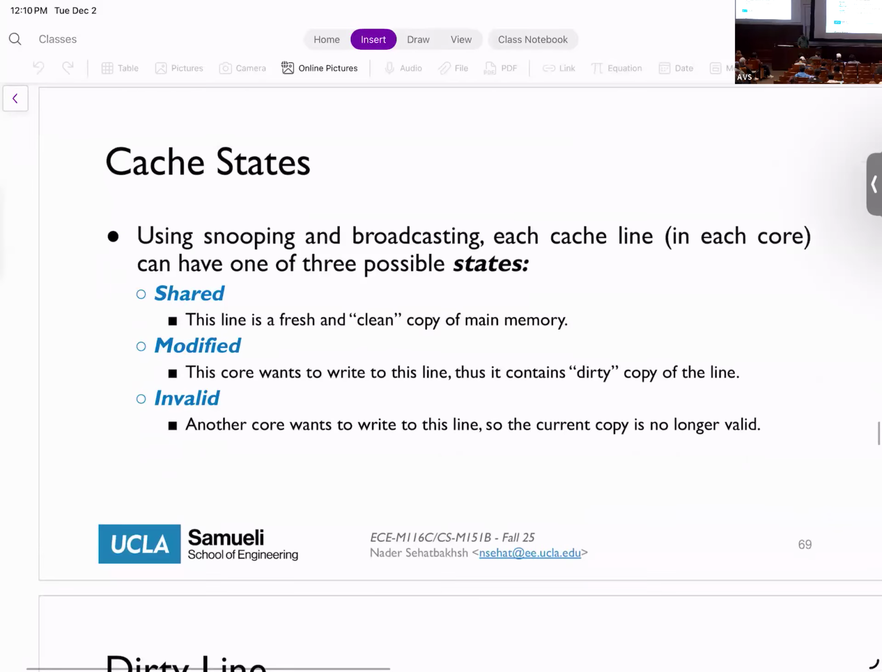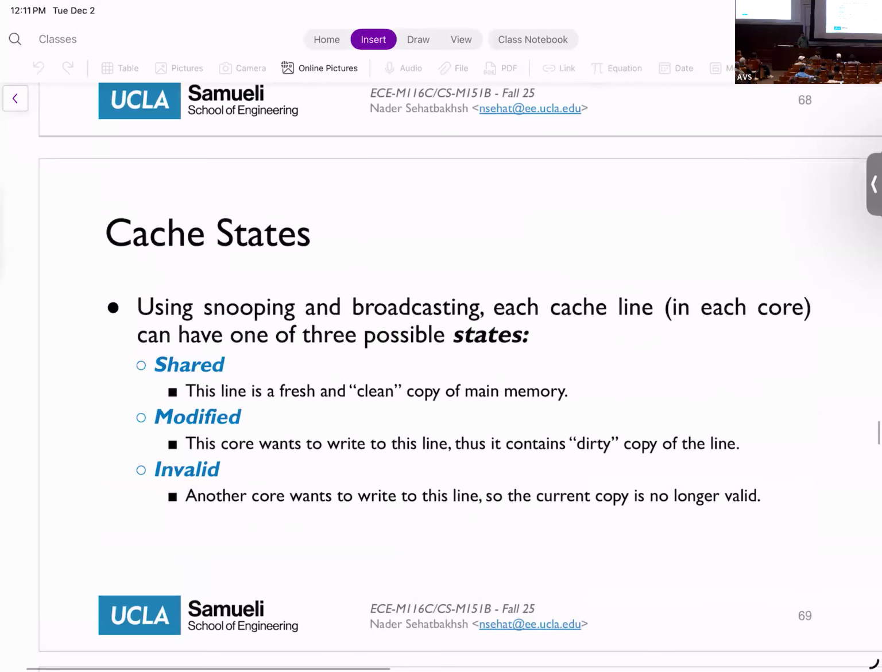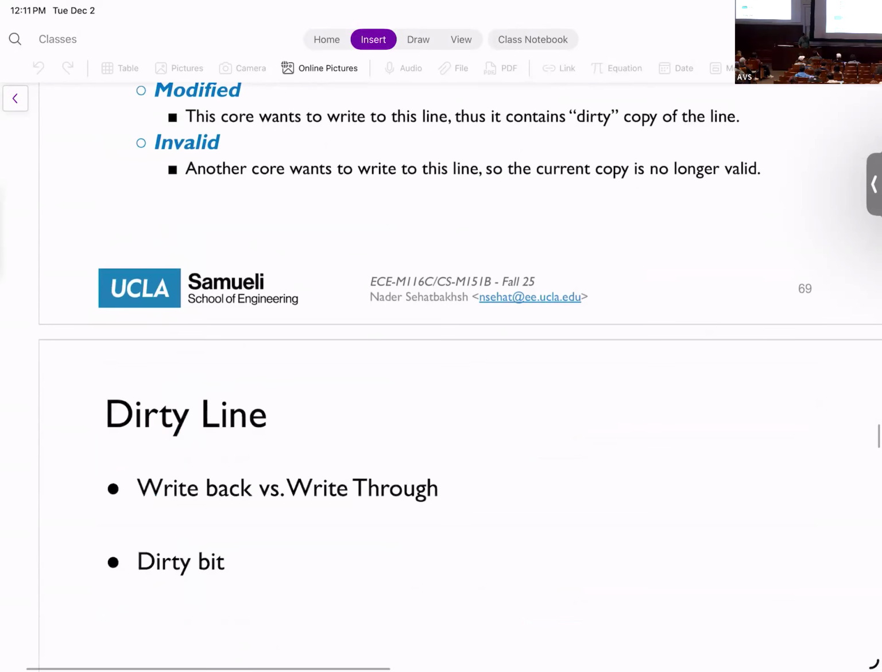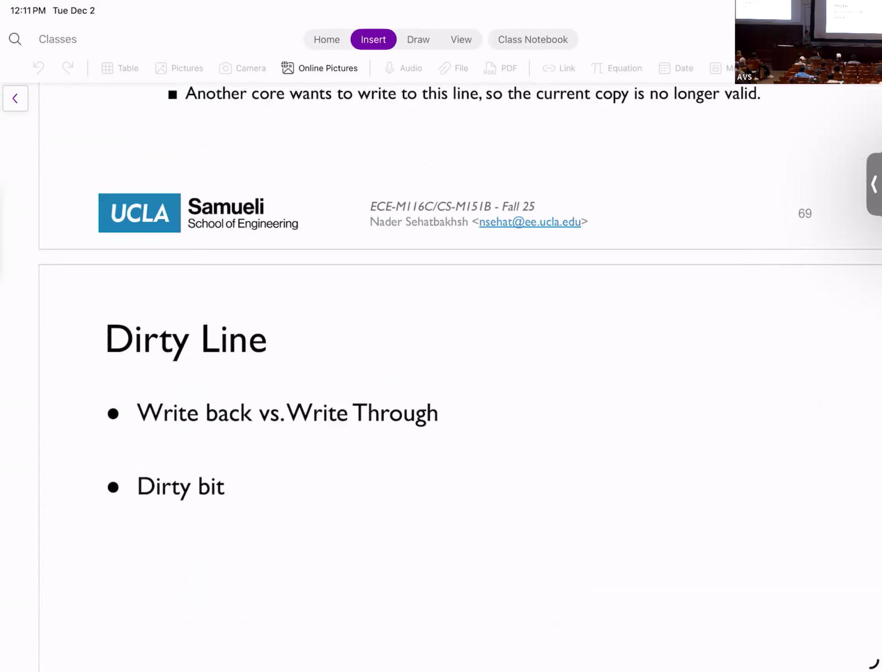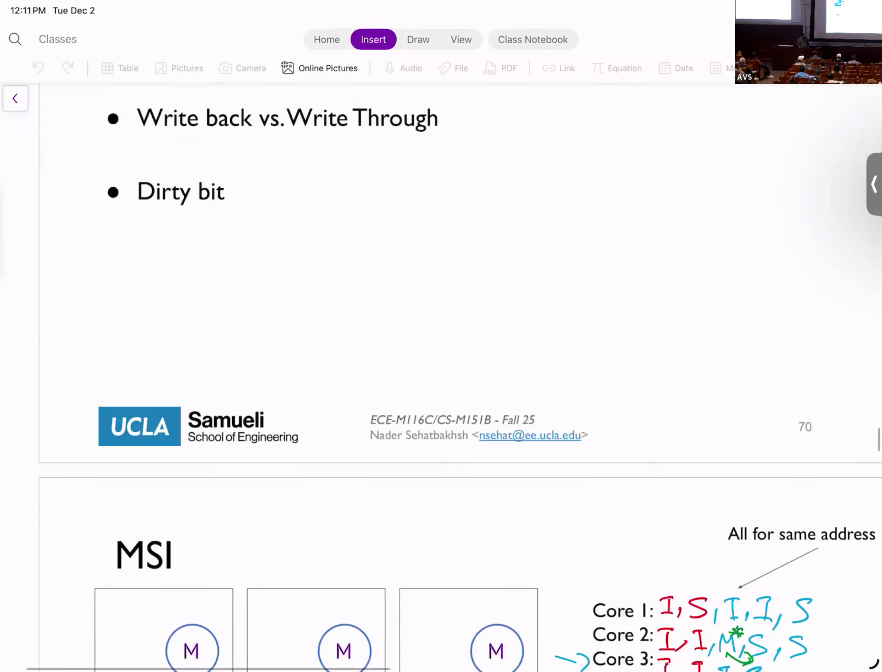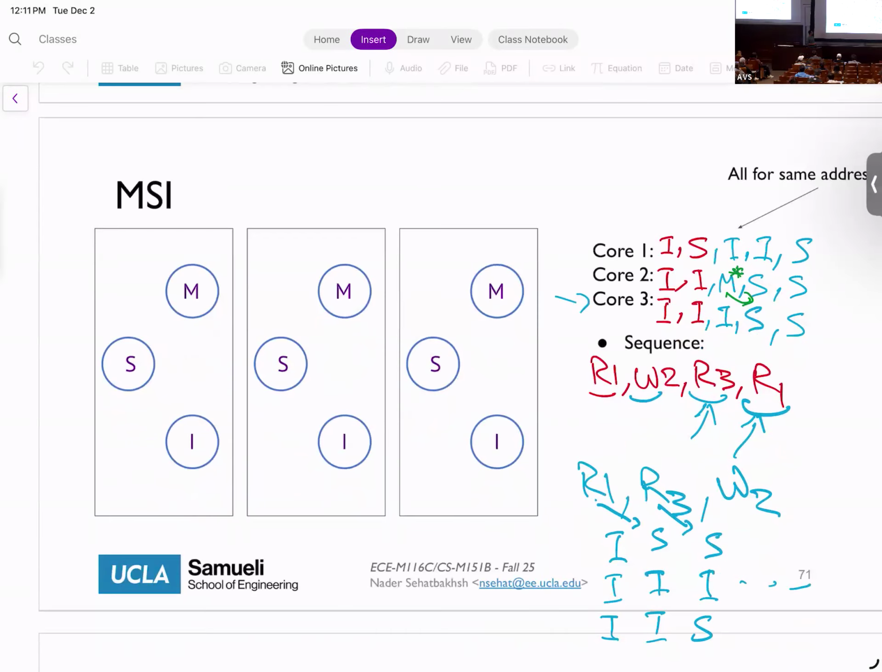So that was the last thing that we talked about in terms of coherency. We talked about an example of an MSI. And then we also talked about the dirty lines and write-through versus write-back and the dirty bits. So when we are invalidating a dirty line, we need to write it back to the memory, and the new line should be read from the memory in order to make sure that the values are updated. Okay? So any questions so far on the MSI, or should we move on to the optimizations of this?